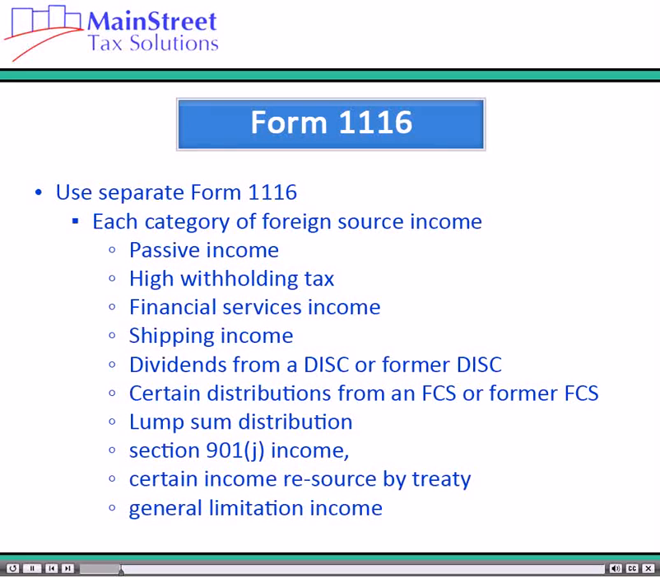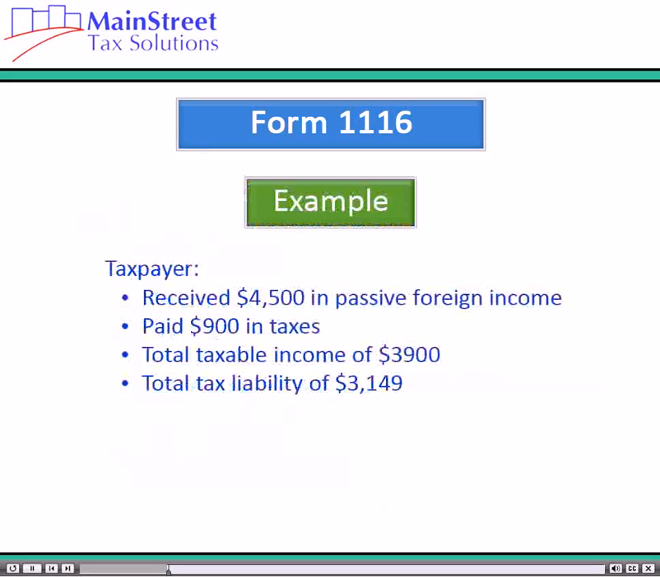You should use a separate Form 1116 for each category of foreign source income. These categories include passive income, high withholding tax interest, financial services income, shipping income, and dividends from a DISC or former DISC. These categories also include certain distributions from an FCS or former FCS, lump sum distribution, Section 901(j) income, certain income resourced by treaty, and general limitation income.